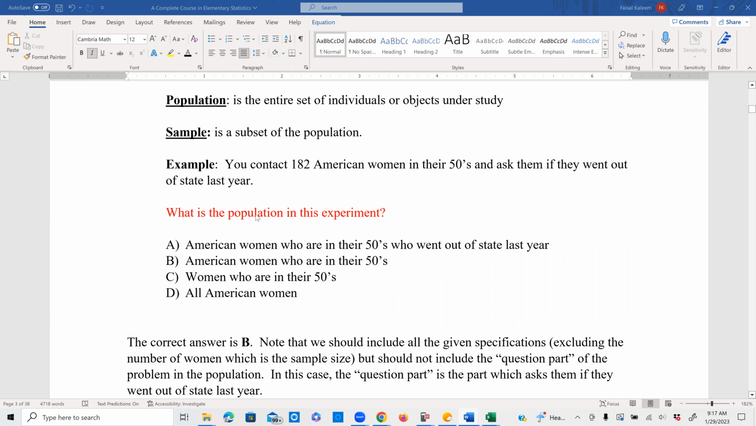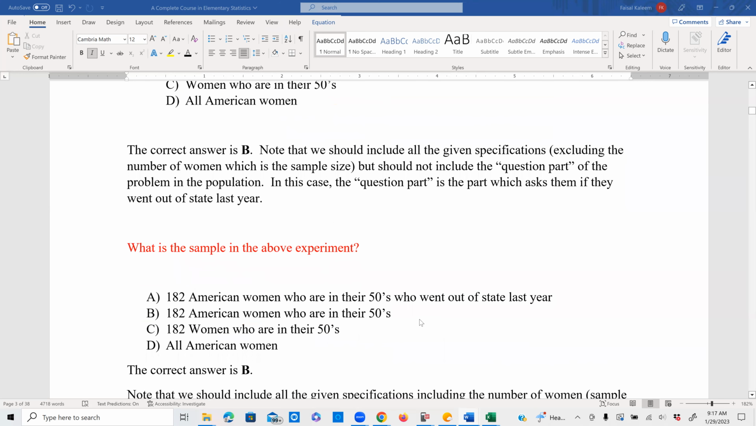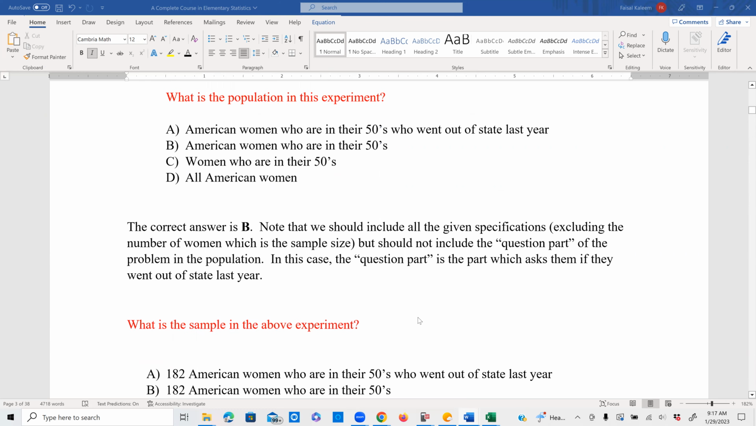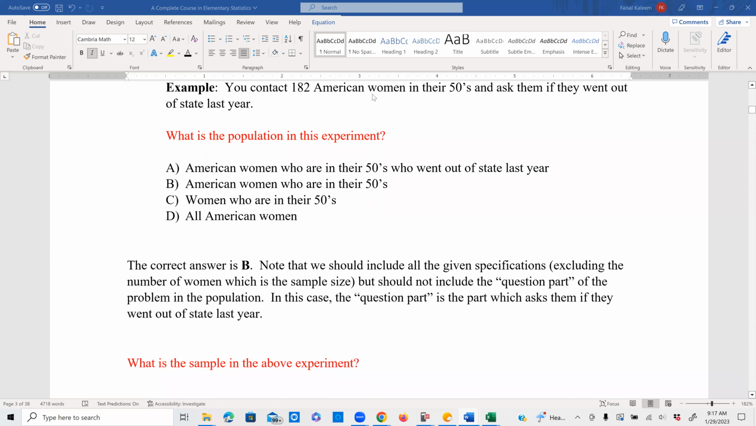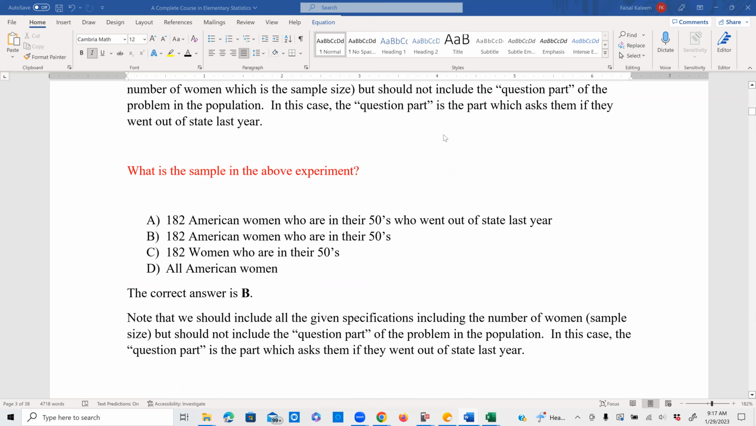And remember, we never include the question part in the identification of sample and population. So in this case, B is the correct choice. And if we want the sample in the above experiment, and again, the experiment was 182 women in their 50s, and we asked them something. So the 182 American women in their 50s, that's the sample, and that is choice B.